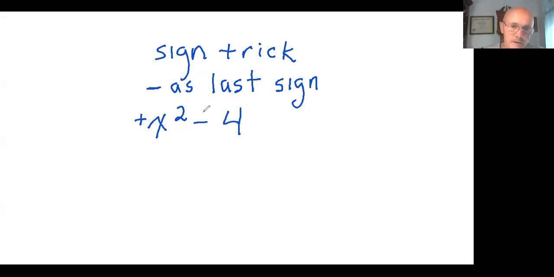Well, this is your last sign. Your last sign is in front of the constant. There's no x here. What happened to the middle term? Well, it's a 0x. So you could actually rewrite this as x squared plus 0x minus 4. Many teachers have you do that. So my last sign is a negative.